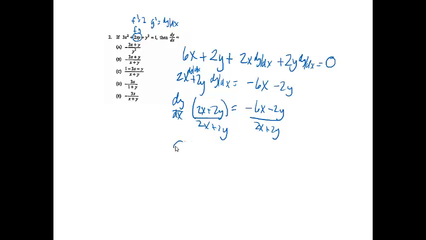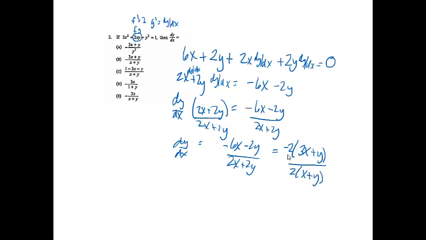So now I will get dy/dx is equal to negative 6x minus 2y over 2x plus 2y, and to get my answer to match one of theirs, I am going to factor out what I can. In the numerator, I can factor out a negative 2, and when I do that, I will get 3x plus y. And then in the denominator, I can factor out a 2, and I will get x plus y.